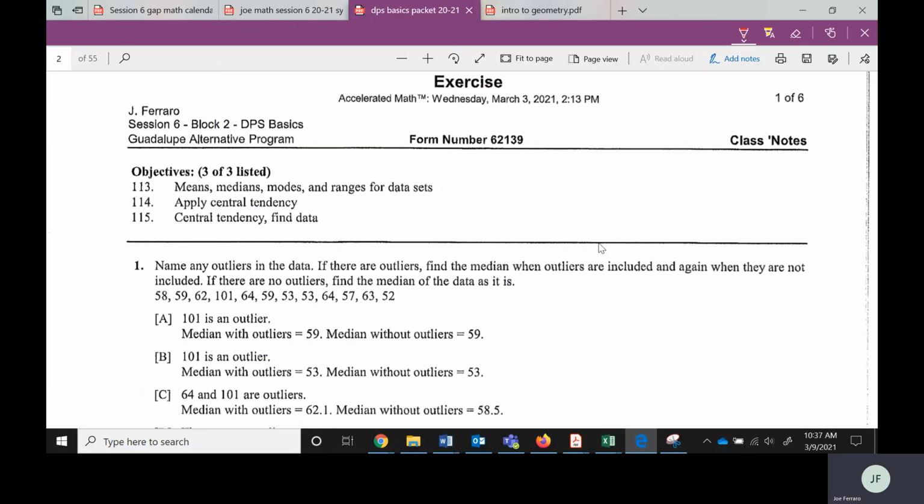We're going to be going back and forth through pages quite a bit in this one because I want to do problems in a certain order. If you look at what we're going to be looking at, it's means, medians, modes, and ranges, and then applying central tendency. Central tendency is what they call the grouping of these means, medians, and modes. And then another type of central tendency where we're finding some missing data.